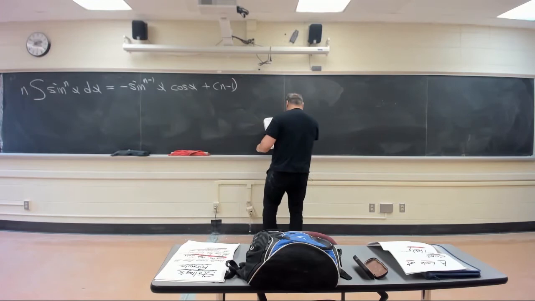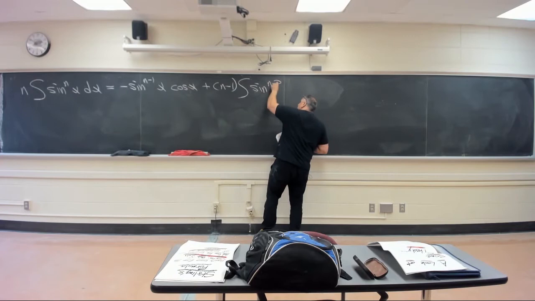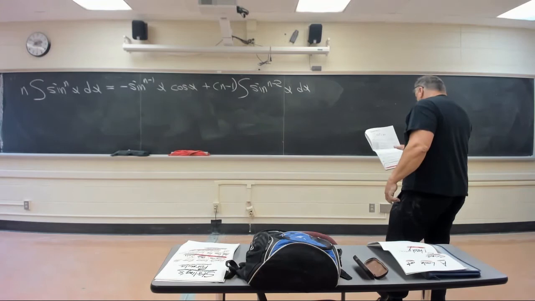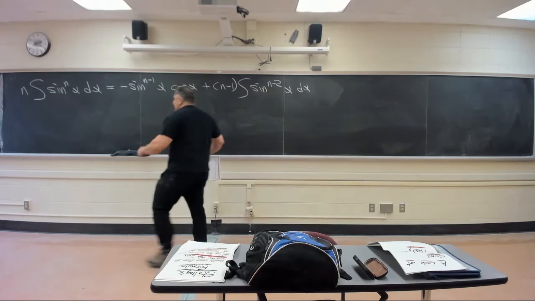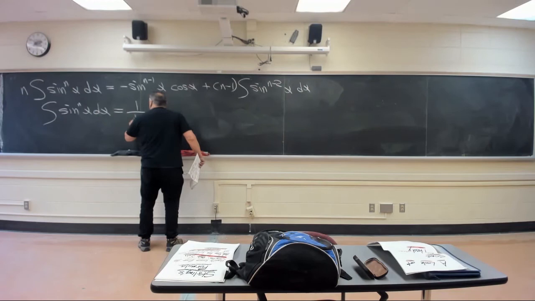Let me just see here. Let me just make sure I'm doing this right. OK, right. Sine to the n minus 2 of x dx. And let's have a look. Let me just make sure I got it right. It looks pretty good to me, guys. It looks pretty good. Then they divide by n on each side. Divide by n on each side. Where do they put it? They put the negative out in front here. That's fine. We're not worried too much about that.